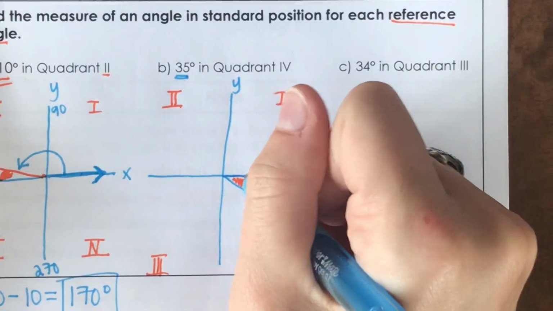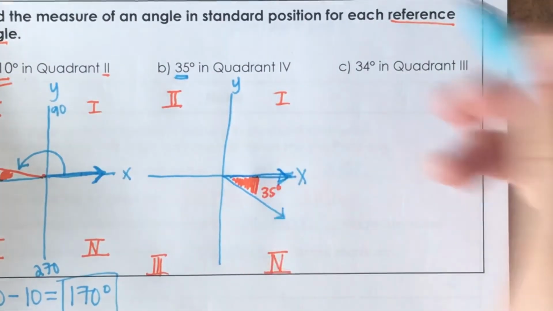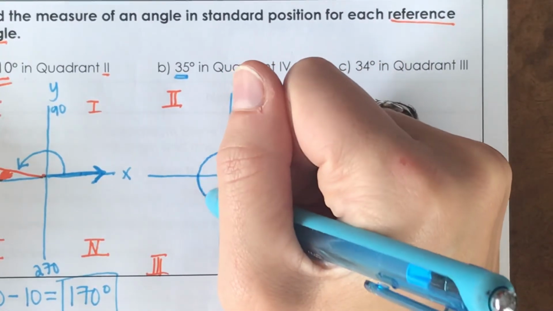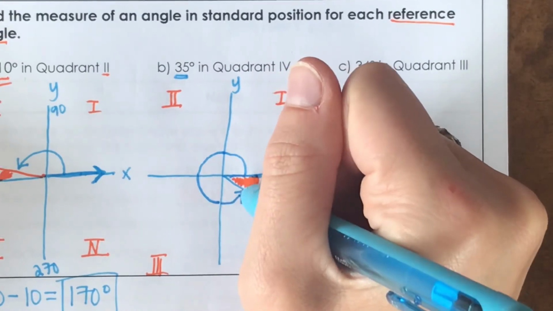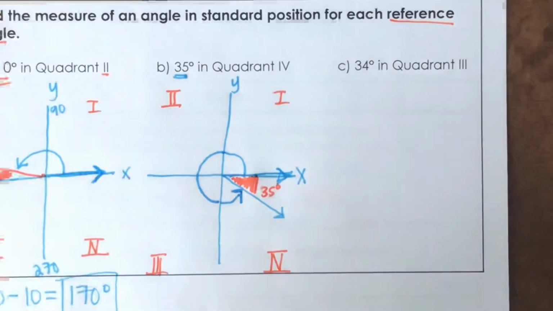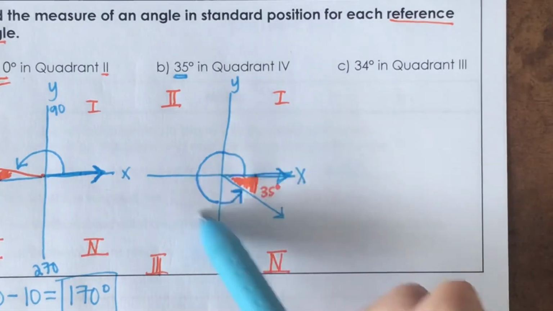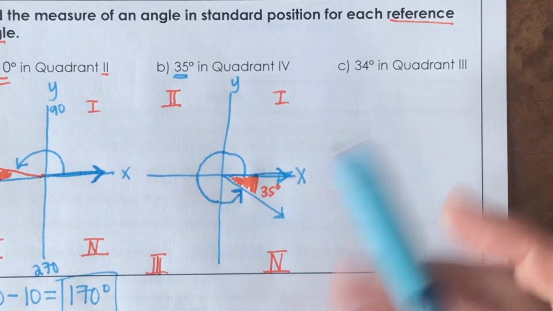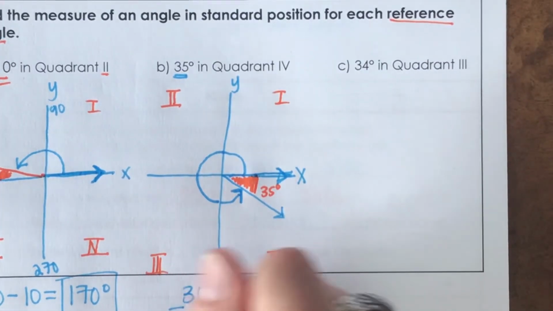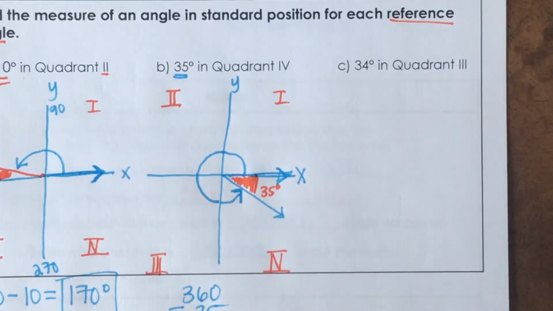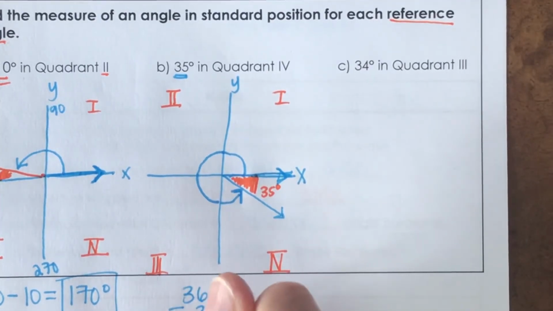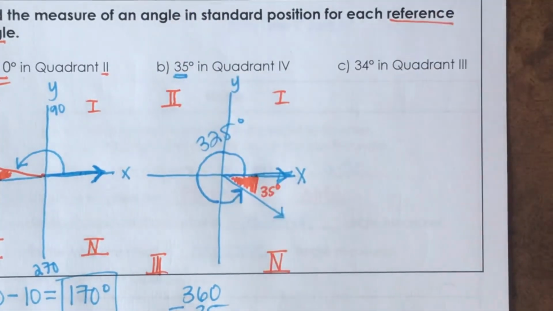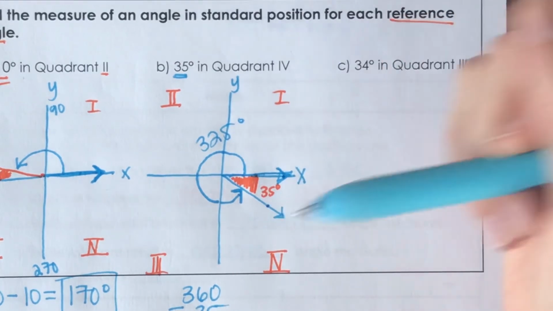That means I started on the x-axis, I went 90, 180, 270, and then whatever's left over here, that gets me to 360. So what you can do is say the whole circle would have been 360, but I'm taking away what's left over, the reference angle. So I'm going to do 360 minus 35. I end up getting 325 degrees. That's my final angle. So my initial side and my terminal side are over here.